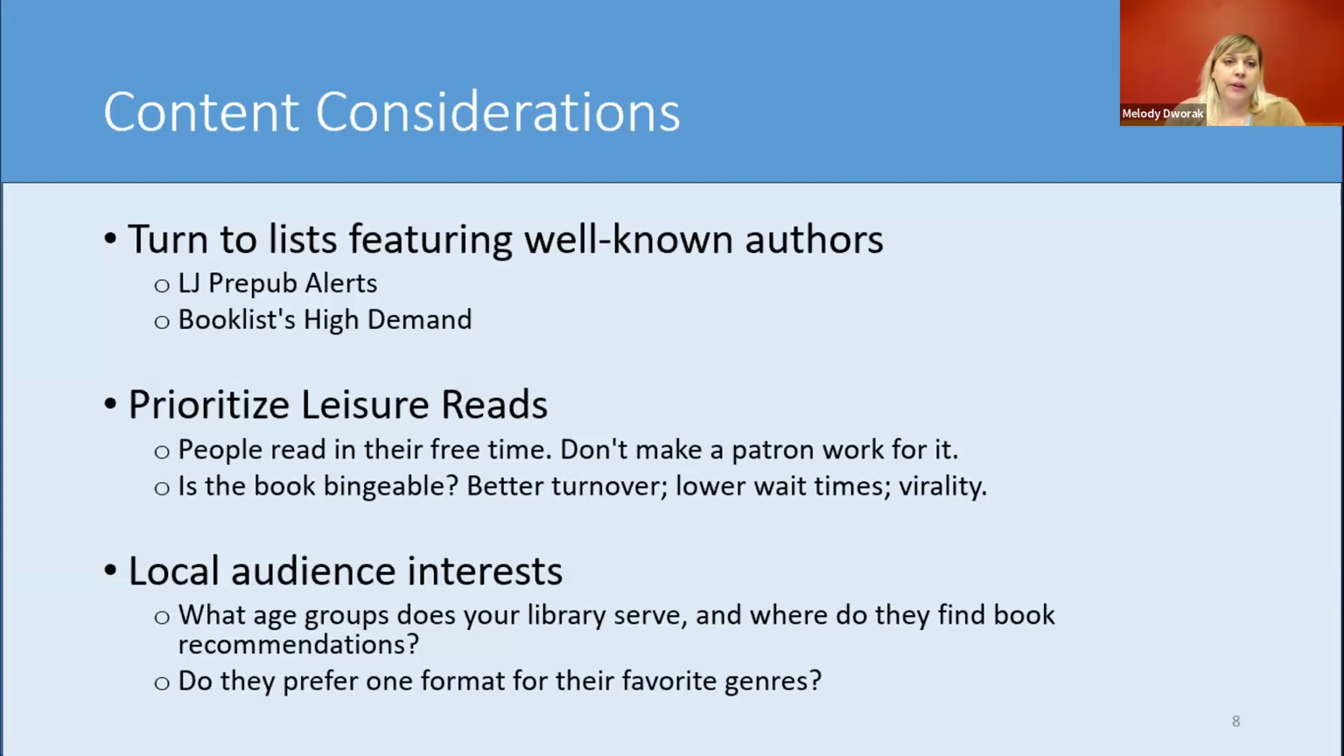So with the content considerations, I will often turn to lists featuring those well-known authors. So like I mentioned, the pre-pub alerts book list has a high demand section that's good to look up to see, does this author have a history of wide circulation?